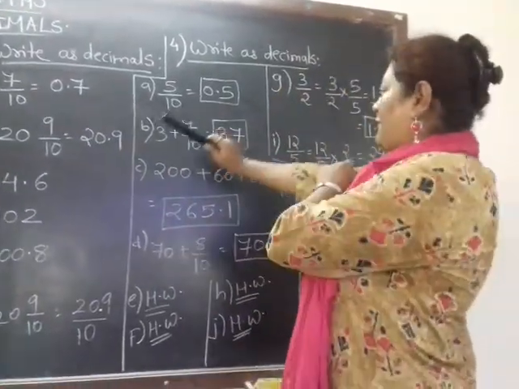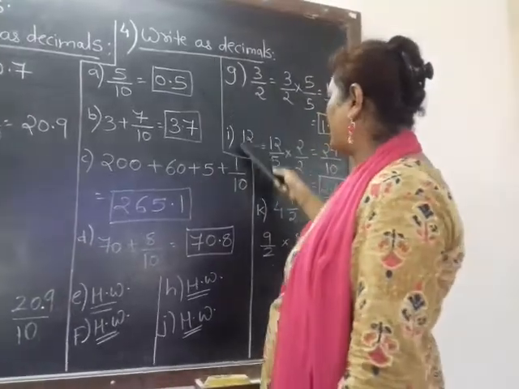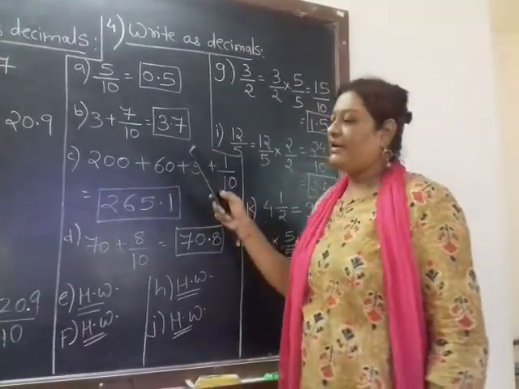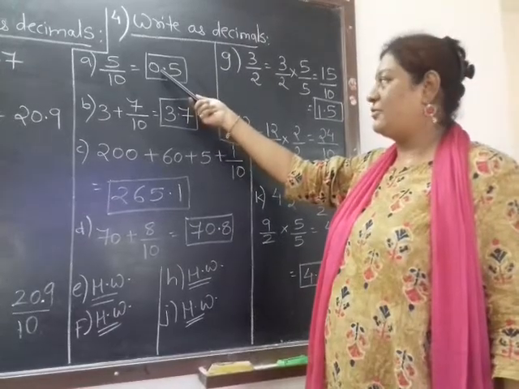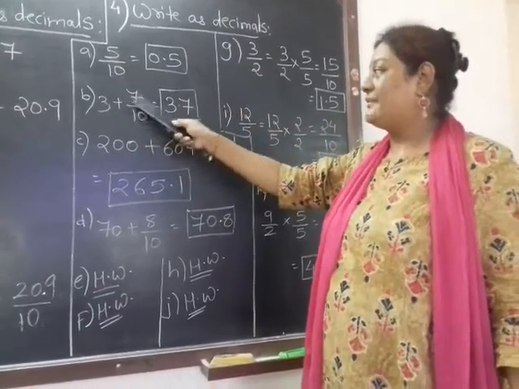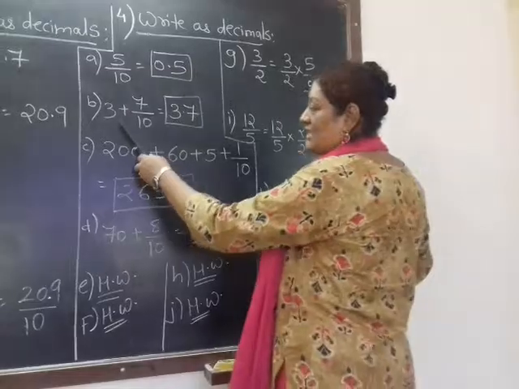Coming on to question number 4. They had given the sums in this way, and we have to write them in decimal form. So 5 upon 10, now it is clear to you, it is 0.5. 3 plus 7 upon 10, this is the expansion form.